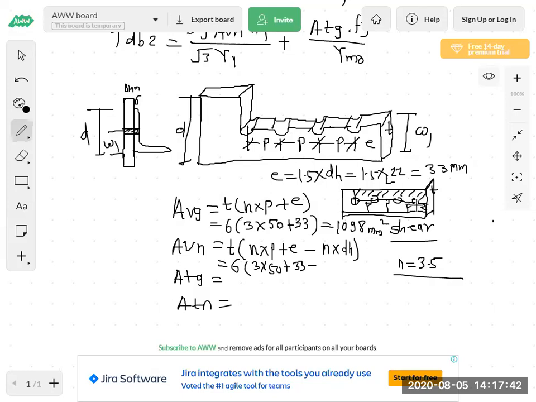So this is the first bolt we have to deduct. This is the second bolt we have to deduct. This is the third bolt we have to deduct. And here, the fourth bolt is half in shear. So we have to deduct this half bolt or not consider this half bolt. The shear area is from the center of this first bolt to the edge.